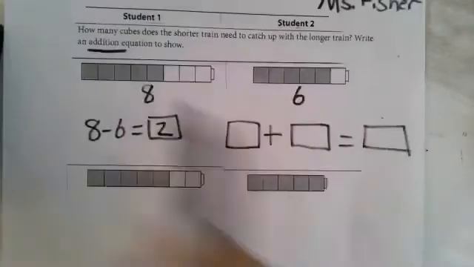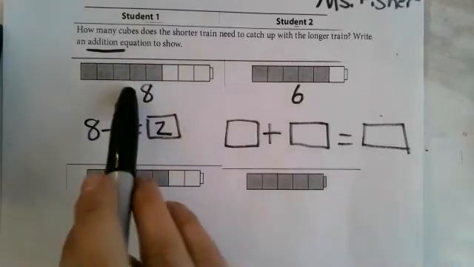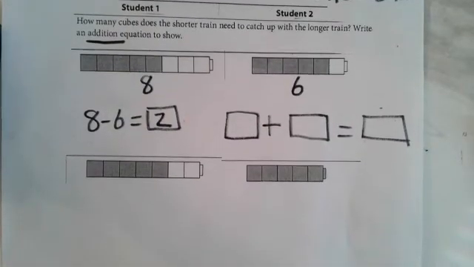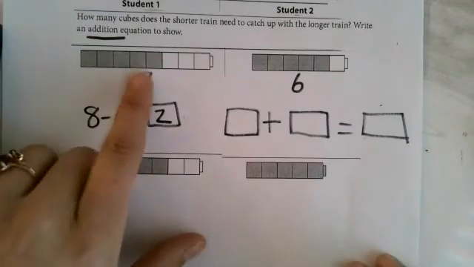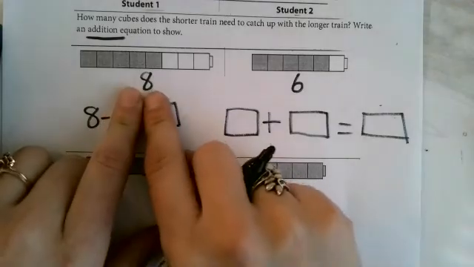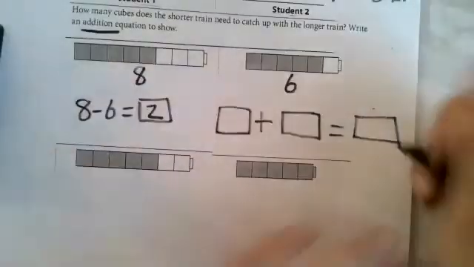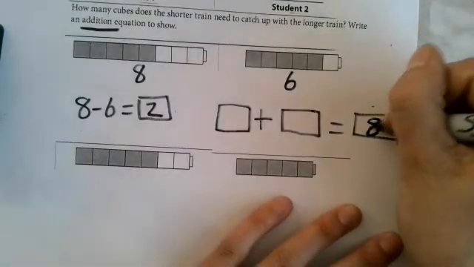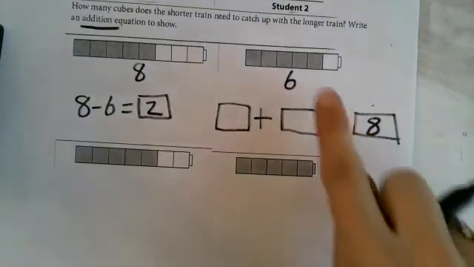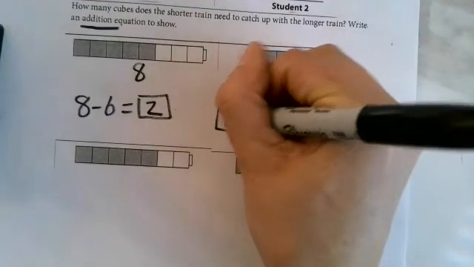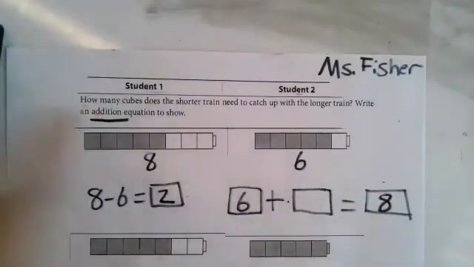So, which one is our larger train? 8 or 6? 8. So since it's addition, most likely our larger Unifix train is going to be the answer. So put 8 in the answer box. All right, let's plug in 6.